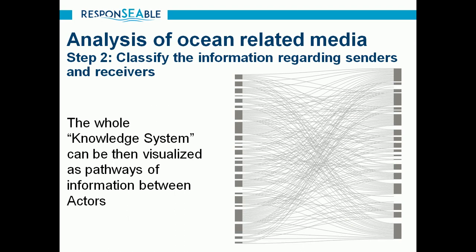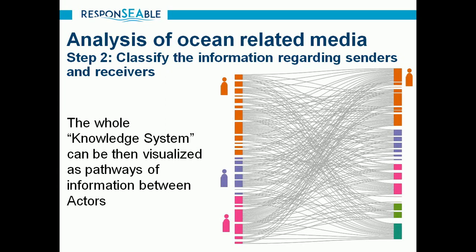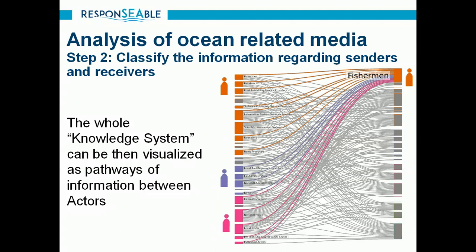And then we can visualize the knowledge system as pathways of information between actors. And we have senders on the left-hand side, receivers on the right-hand side. And here, for example, we have all the flows of information from different senders, different groups of actors, targeting specifically fishermen.